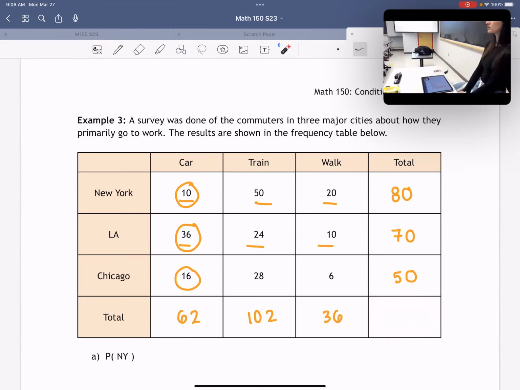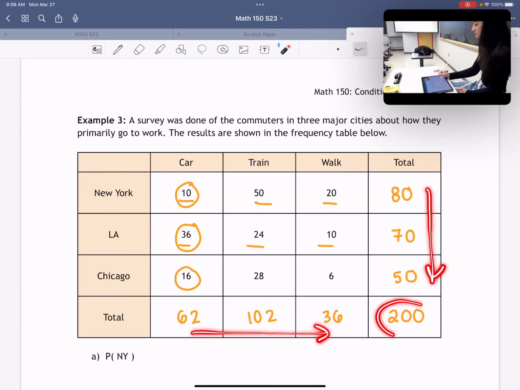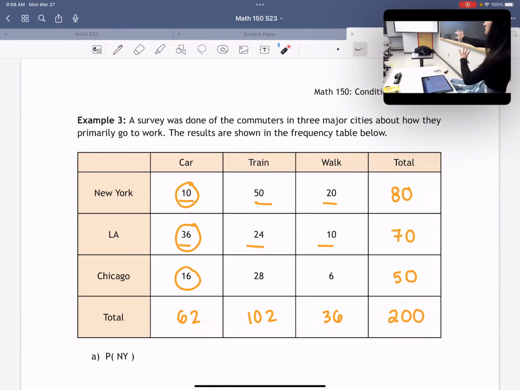Add down or across, right? There are two ways to figure out that bottom cell. You can either add down, 80 plus 70 plus 50, and that will give you 200. Or you can add across, and that would also give you 200. What I like to do is both, add down and add across. If those two numbers match, then you know that you did the chart right.